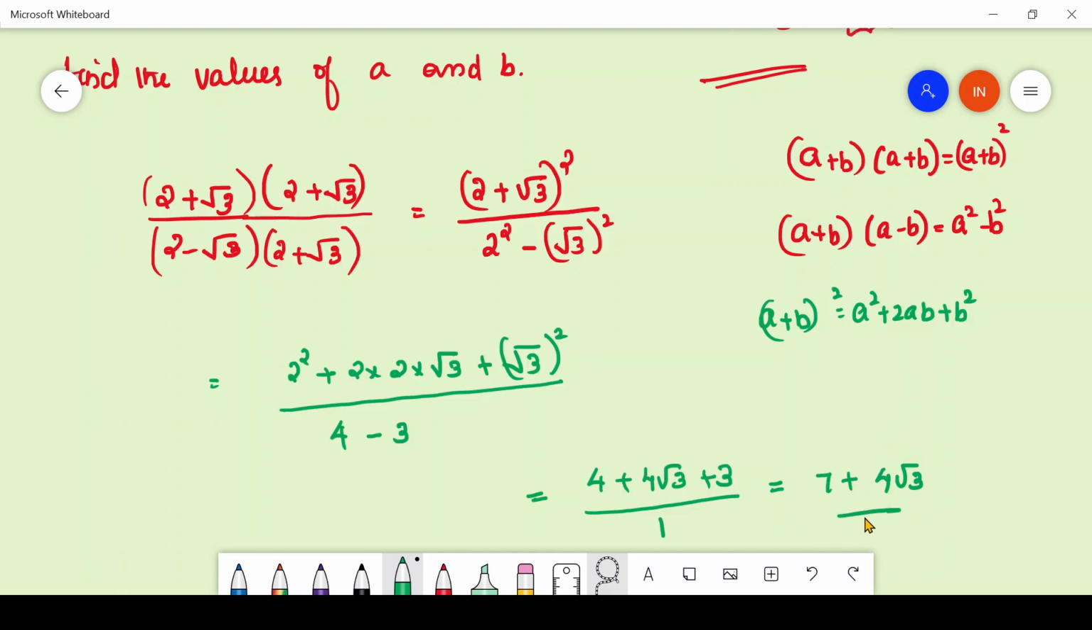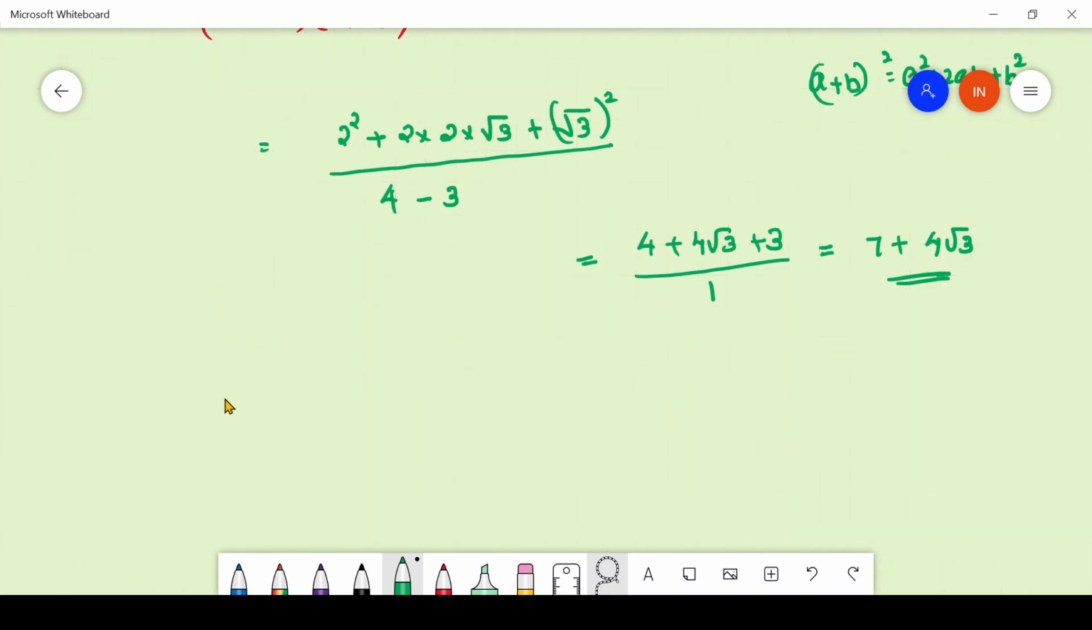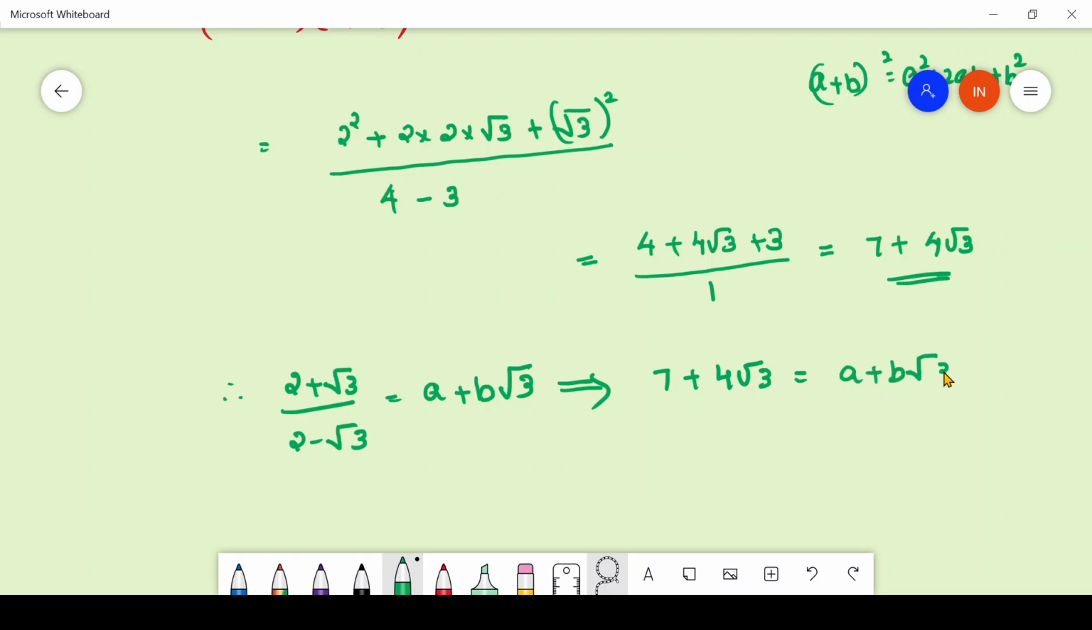So now how can we find a and b from here? Let's do that. Therefore (2 plus root 3) by (2 minus root 3) is equal to a plus b root 3, from the question. That means 7 plus 4 root 3 is equal to a plus b root 3. So from this we can say that a is equal to 7, right? And b is equal to what? And b is equal to 4.